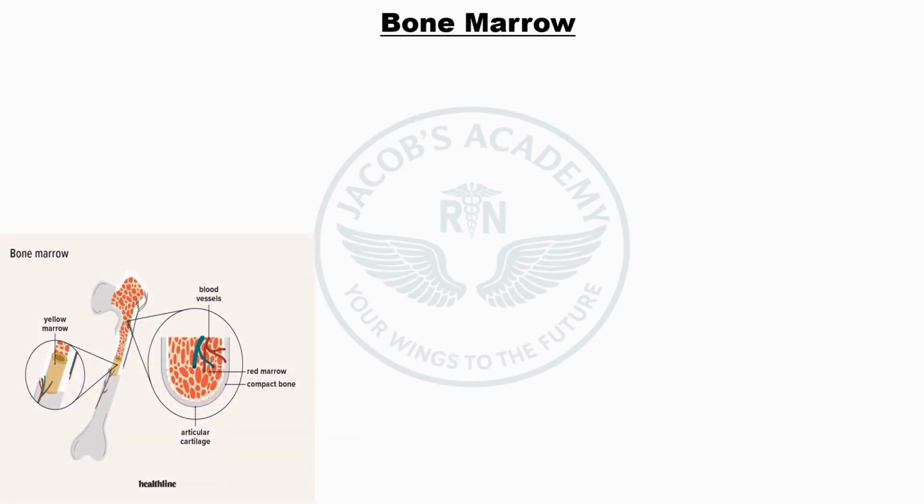So coming to bone marrow. Bone marrow is a soft tissue present inside bones. There are 2 types of bone marrow. The first one is red bone marrow, which produces red blood cells, which means RBC, and white blood cells, which means WBC, and one more, platelets. So red marrow is very important for hematopoiesis, which means blood cell formation.